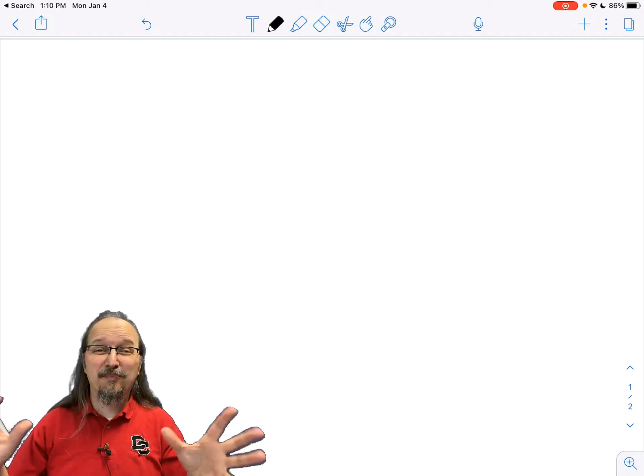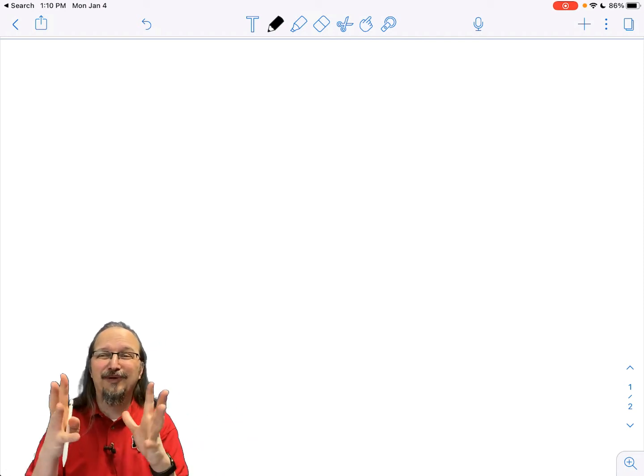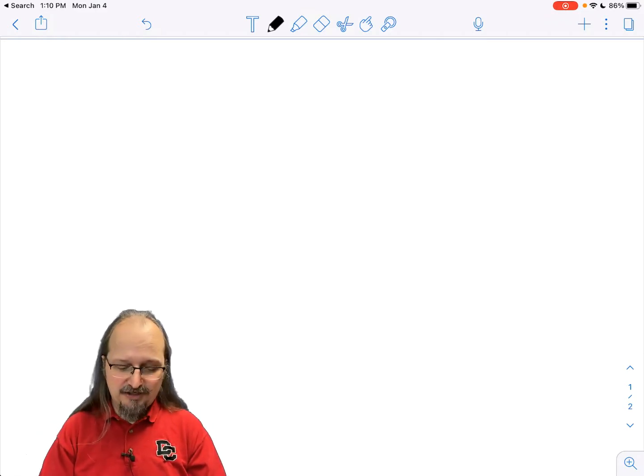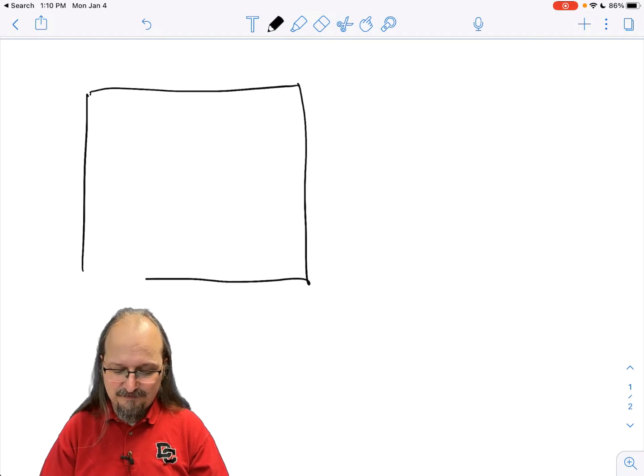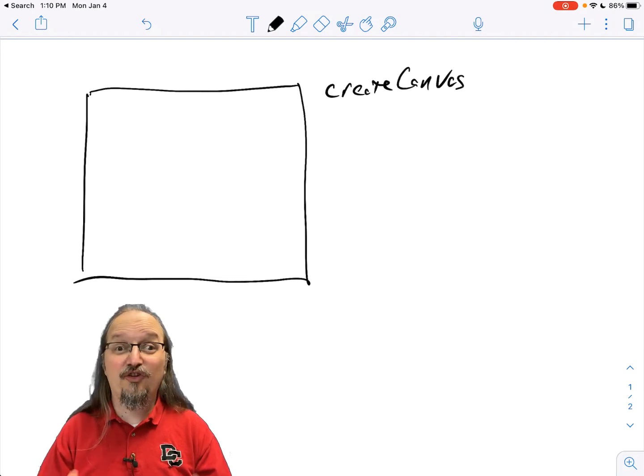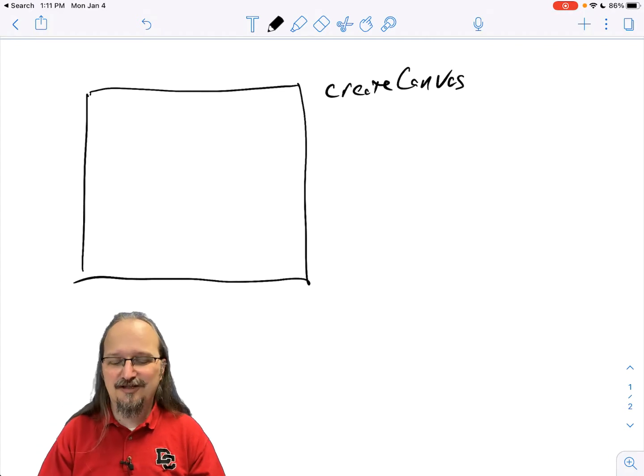All right, so yesterday we played a little bit with our P5 web editor and we learned a few things. So today we're going to expand on that. Now, yesterday, just a quick review, we did createCanvas, which was one of the functions we learned. And what that does is it creates a space for us to do our drawing.